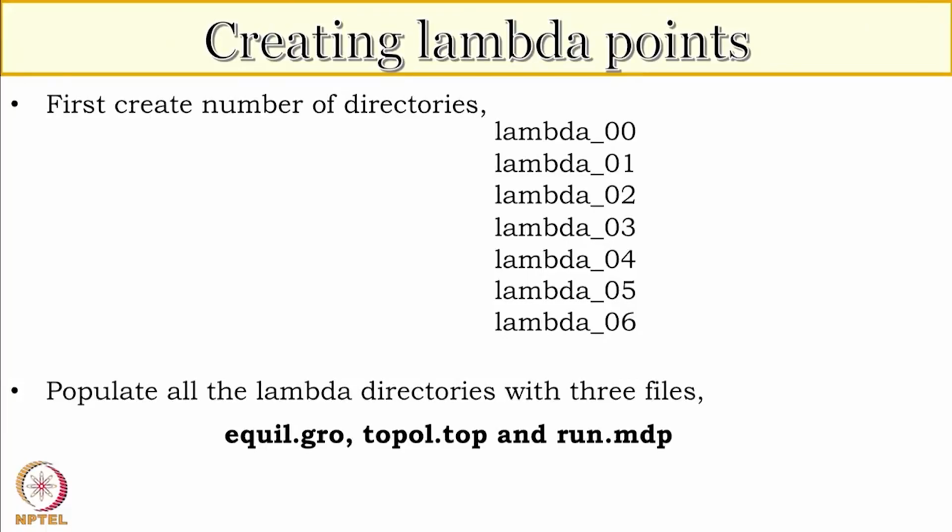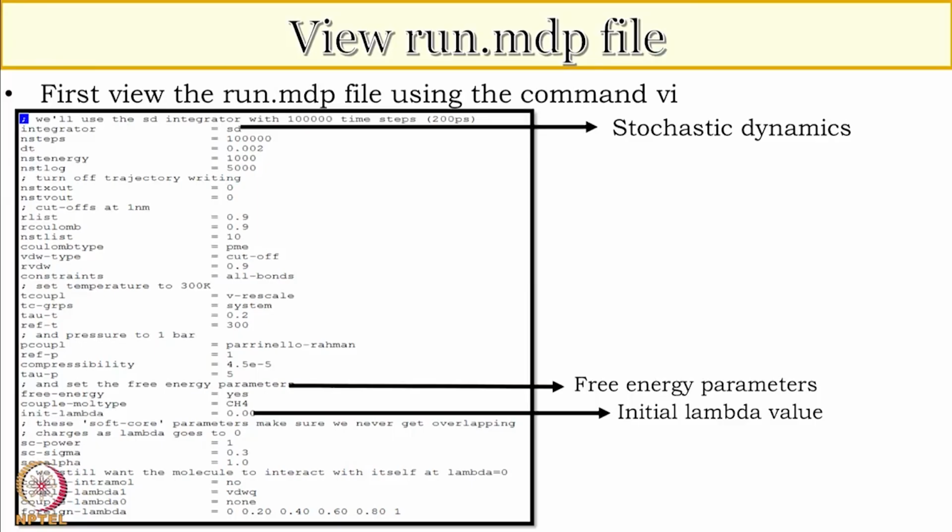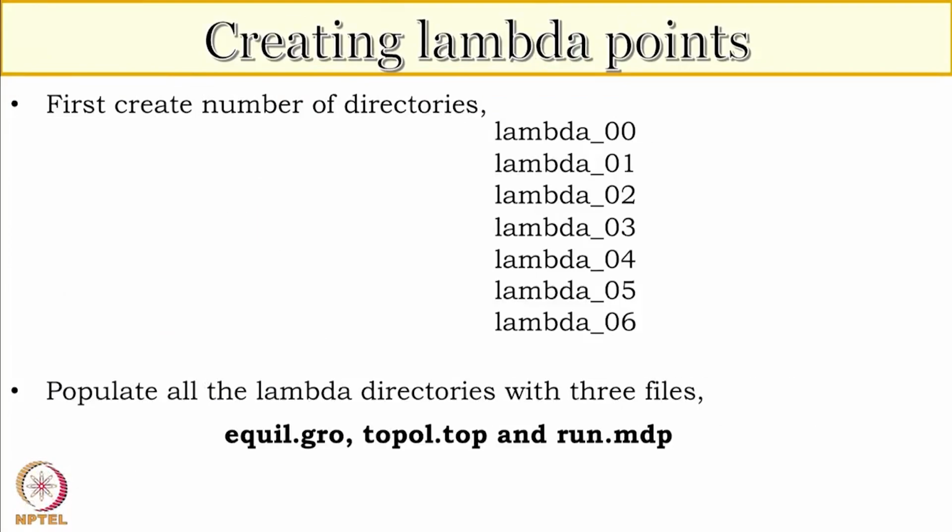Now this MDP file is different from the equil.mdp or em.mdp file, right? So do you have to load all the directories with the 3 files? Yeah. We have to populate it because these 3 files need to be there in each lambda directory. But suppose I want to do the lambda 06 calculation, for that will I not need the configuration from lambda 05? No, you have the equilibrated configuration, right?